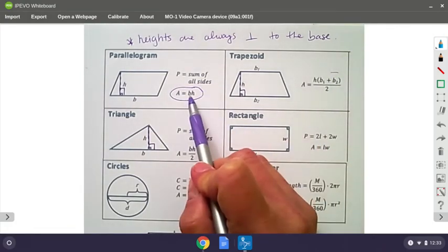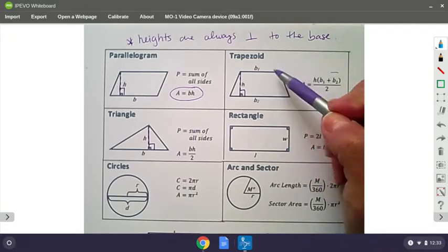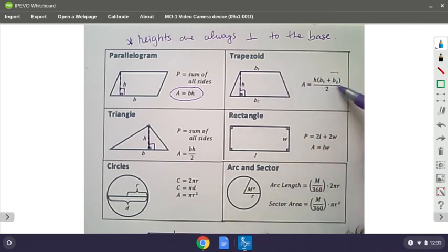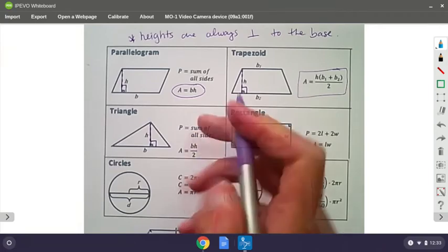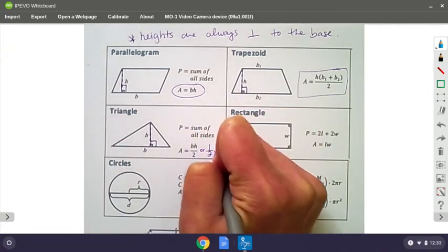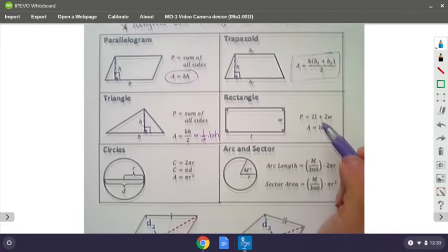So parallelogram is pretty easy. It's just base times height. Trapezoid, you take the height and multiply it by the sum of the bases, base 1 and base 2. You add those together, multiply by the height, and then divide that by 2. A triangle, I think we've done before, but it's base times height divided by 2, or another way, I usually teach it as 1/2 times base times height. Same thing. Rectangles, length times width.